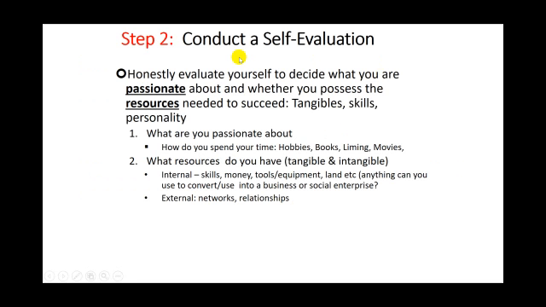The next step is to conduct a self-evaluation, and that will be an evaluation of the members of the group. Honestly, evaluate yourself to decide what you are passionate about and whether you possess the resources needed to succeed. In other words, you don't want to pursue an opportunity that you're not passionate about and that you have limited access to certain resources, such as physical resources or even intangible resources, like having access to persons in the field that you can consult with and so on. So conduct a self-evaluation.